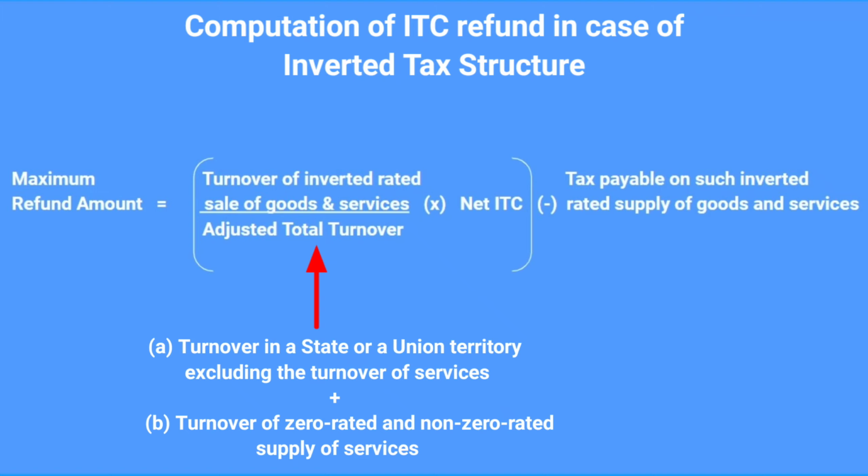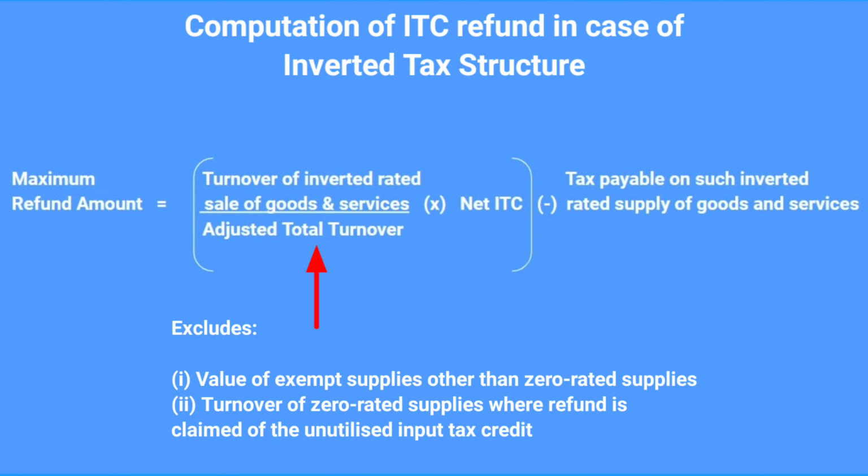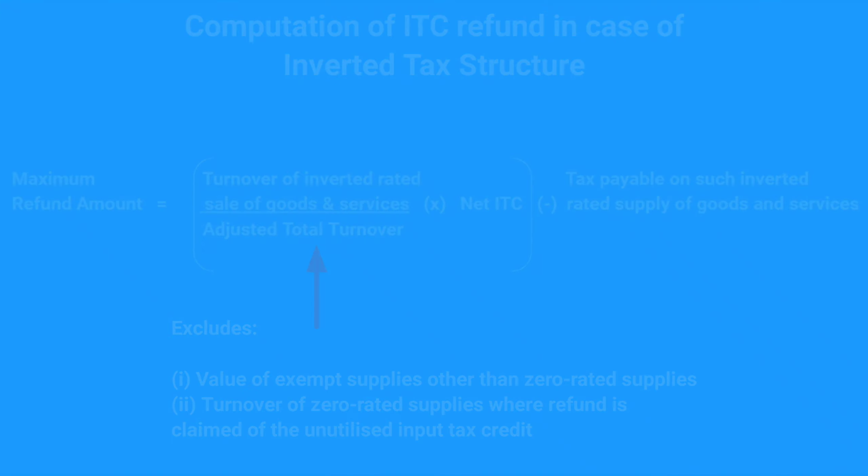Adjusted total turnover refers to the total of A, the turnover in a state or union territory excluding the turnover of services, and B, the turnover of zero-rated and non-zero-rated supply of services but excludes the value of exempt supplies other than zero-rated supplies, and the turnover of supplies in respect of which the refund is claimed of the unutilized input tax credit on account of zero-rated supplies, if any, during the same tax period.